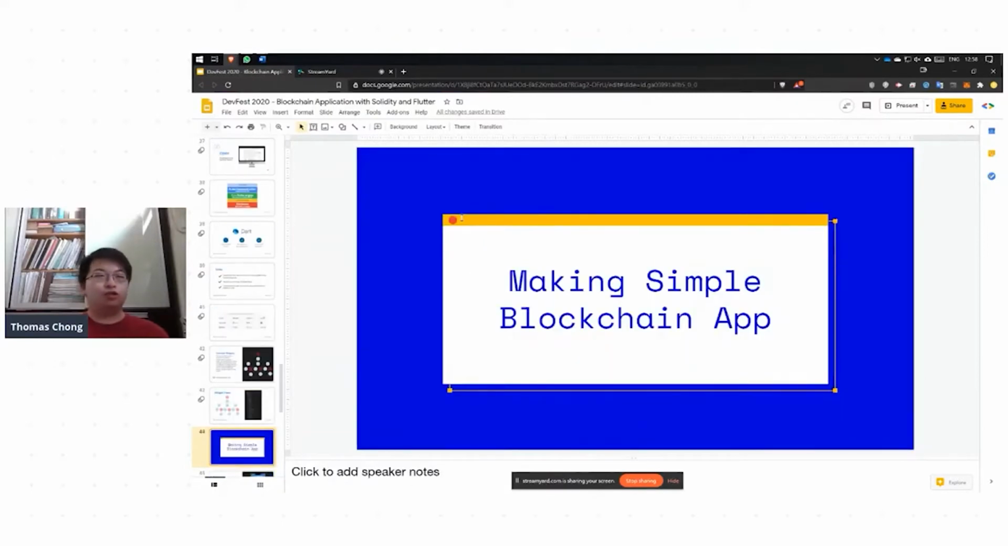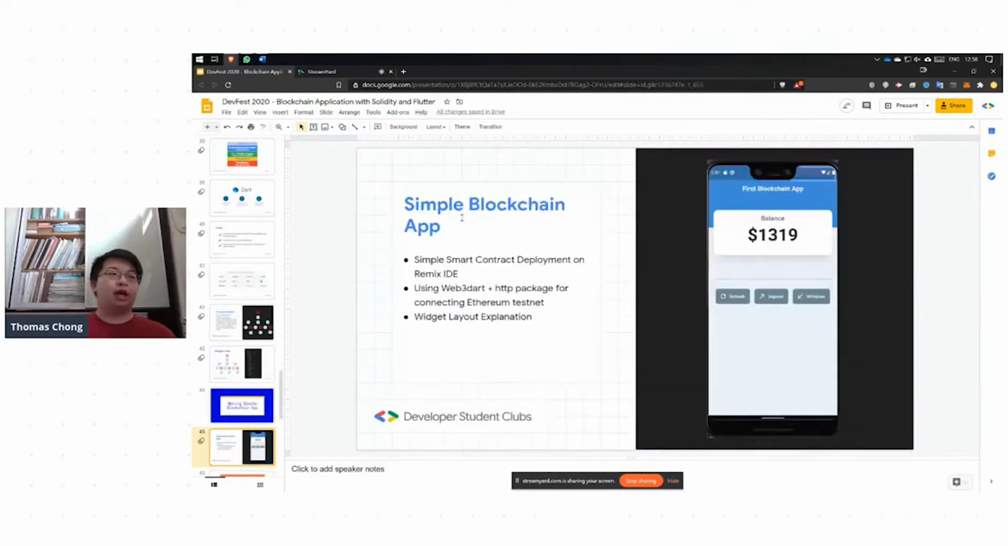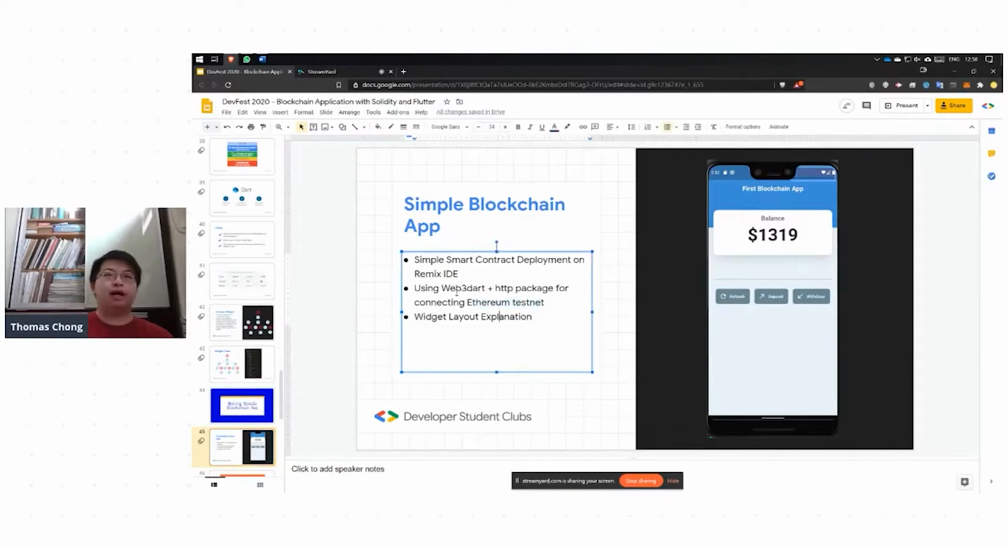Okay, so talking about building a simple blockchain app, in this sharing session, recently I built a very simple app. I used the Remix IDE to deploy the smart contract on the blockchain network on the testnet. For the blockchain network this time I used the Ethereum testnet, and I also utilized the Flutter HTTP package and the Web3dart package. The Web3dart package can communicate with the public Ethereum network.